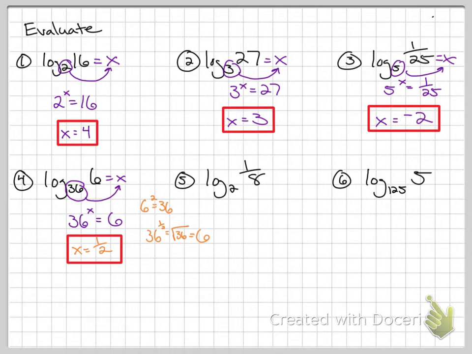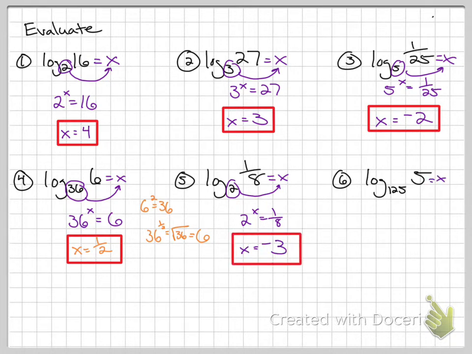Always pause the video and try these on your own if you've already learned it. 2 to what power equals 1/8? 1/8 means negative, and 2 cubed is 8. 125 to what power? So a bigger base equals 5. Well, the cube root of 125 would give me 5. So I want to cube root it. That means 1/3 power. A 1/3 power is a cube root. Okay, let's keep going.